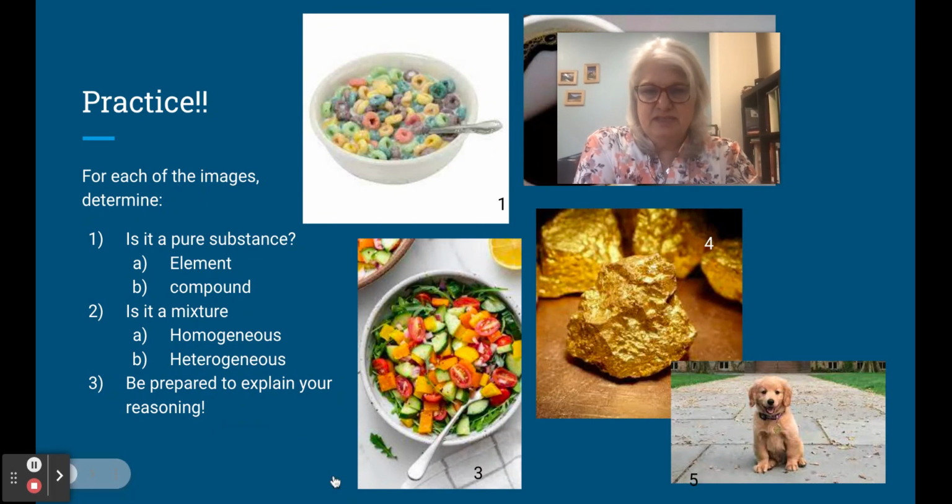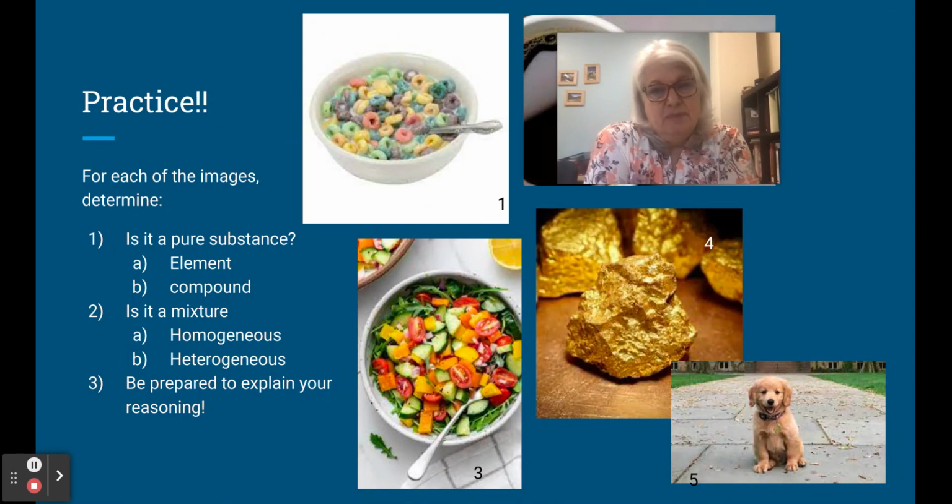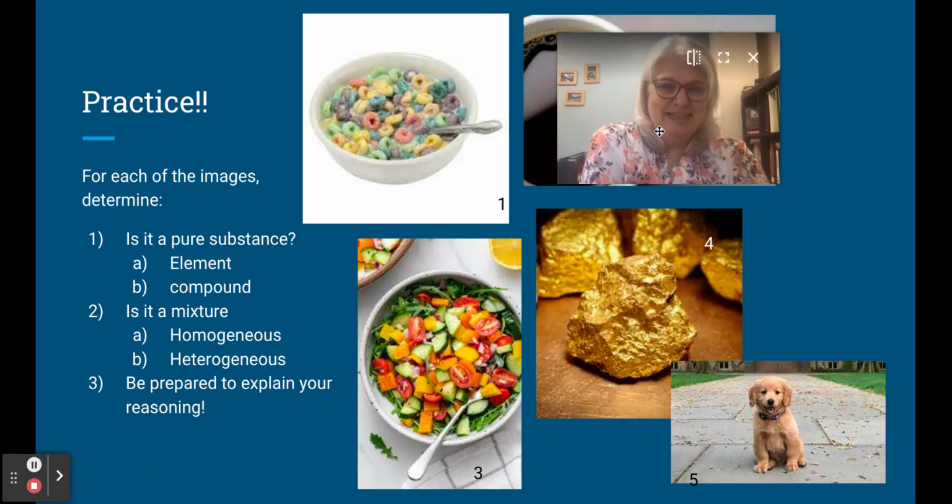Let's practice these. Let's start with number 1, Fruit Loops. Who doesn't love Fruit Loops? First of all, you're going to start with the question, what type of matter is it? Is it a pure substance or is it a mixture? If it's a mixture, then is it homogeneous or heterogeneous? I want you to write this down in your notes and be prepared to explain your reasoning in class.